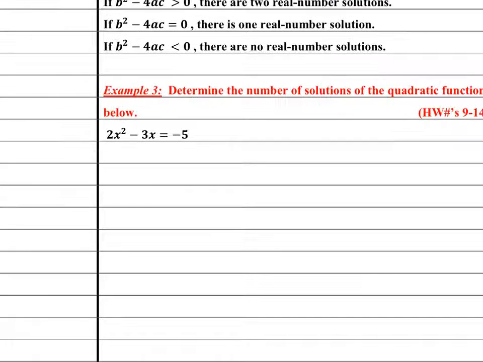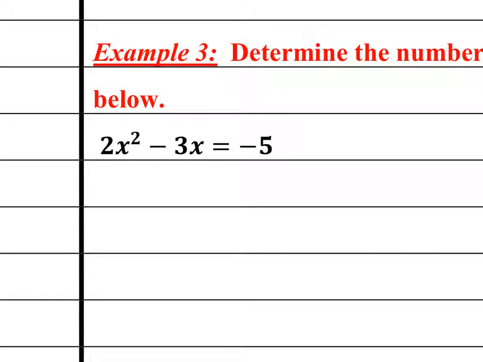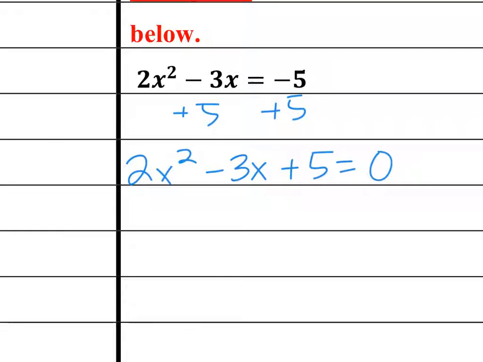So we're just going to find the discriminant for this one, and we'll be done. Again, please write down a, b, and c, but if you look at this right now, it's not set equal to 0. Let's fix it. So it's going to become 2x squared minus 3x plus 5 is equal to 0. A is equal to 2, B is -3, and C is 5.